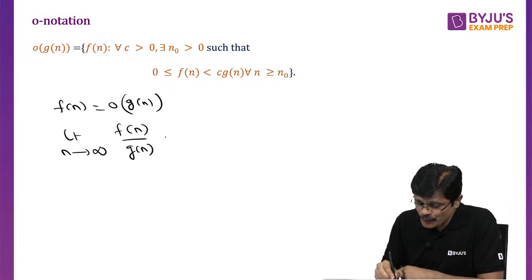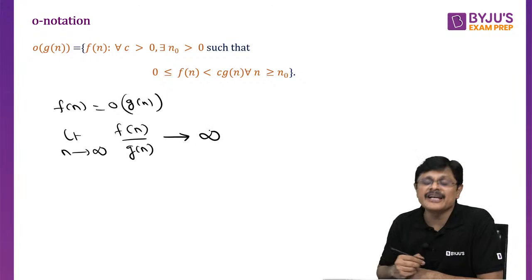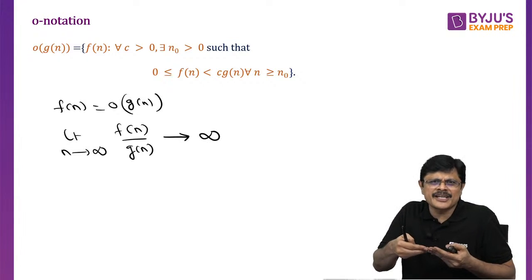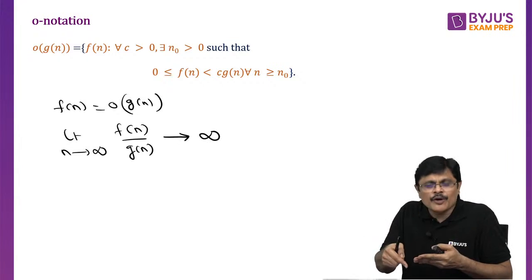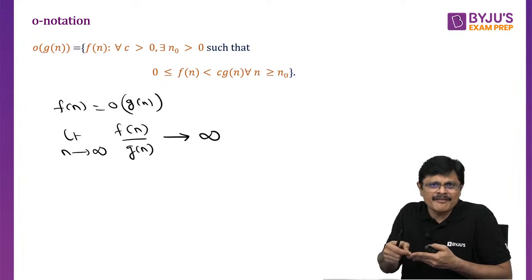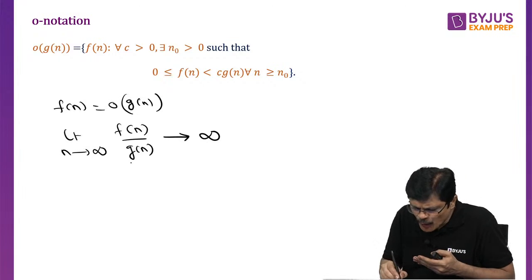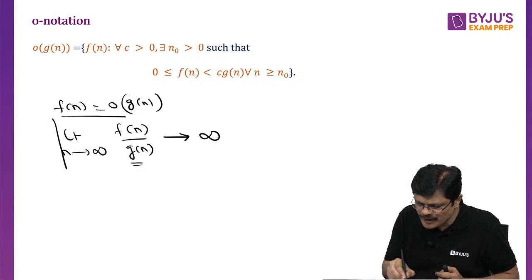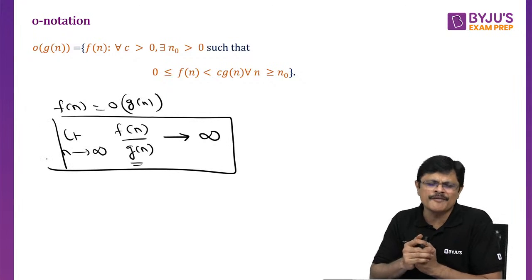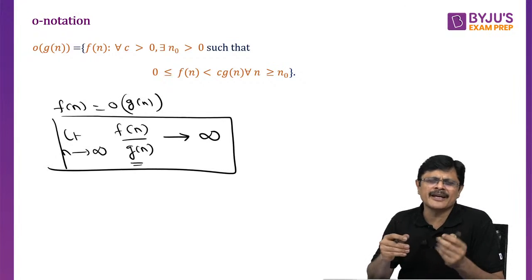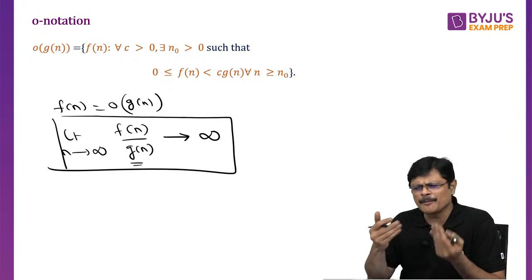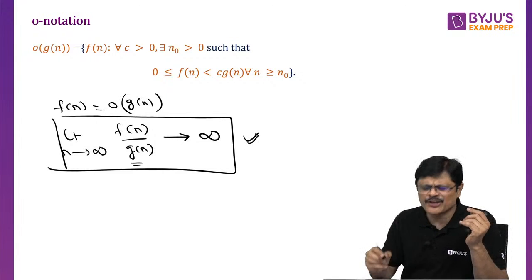Therefore this limit will tend to infinity, because the denominator function has the higher order. Because the denominator has higher order, for large values of n it will dominate and the answer will tend to infinity. So this is the method we use for verifying that Fn is small o of Gn. Actually, we can use mathematical induction to verify that it holds for every C, but that is unnecessary. For computer science people, this methodology is enough.